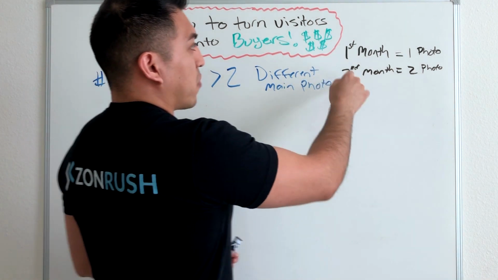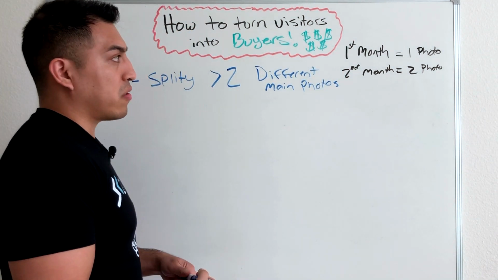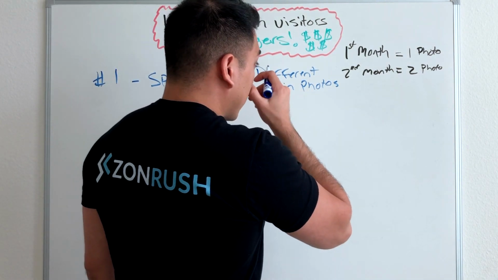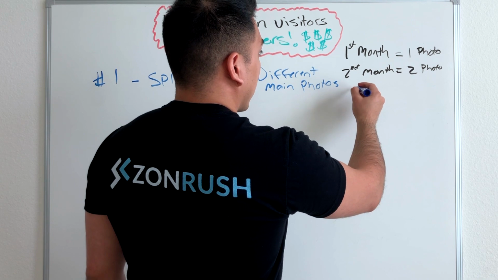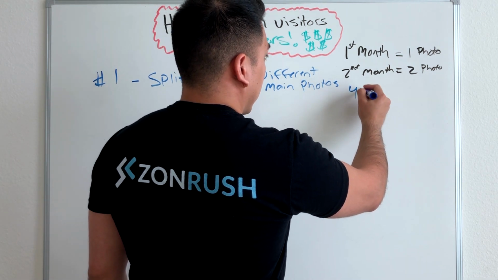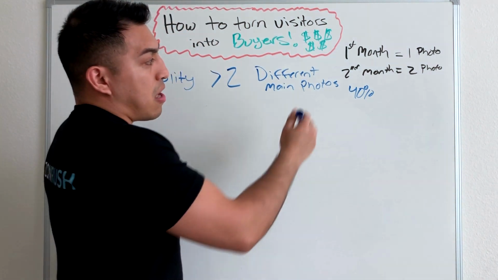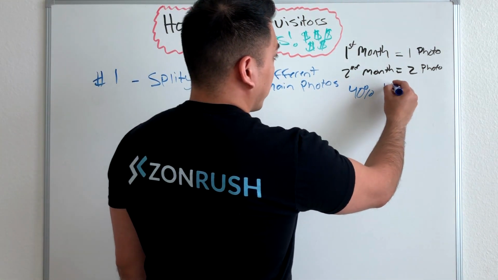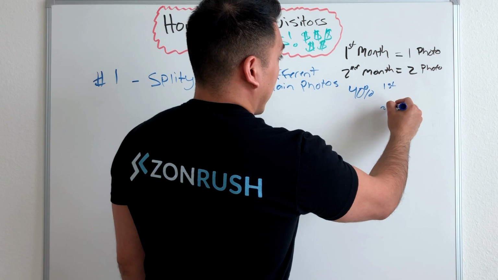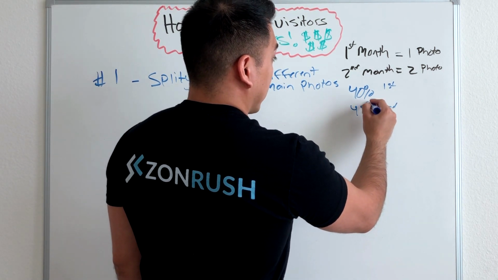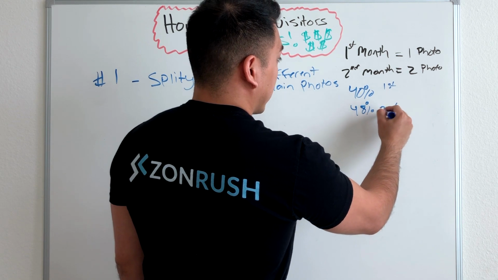So after the first 30 days, you're going to look at your session conversion rate. And let's say you're converting at 40%, okay? 40% conversion rate, first month. It's pretty decent. But on the second month, you see that you're converting at, let's say, 48%, right? This is the second month.